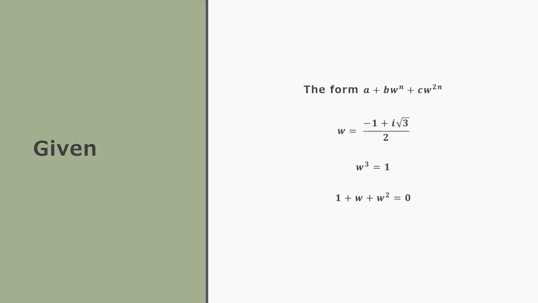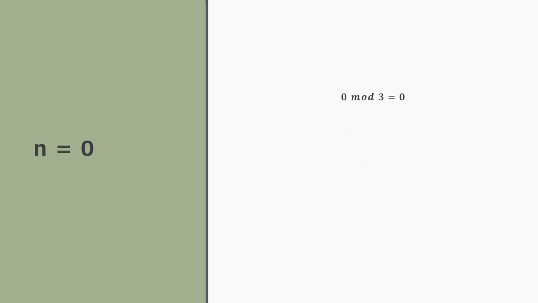Lovely. So let's remember what we're given. We're given that we need to use this form. We're given what w equals. w^3 is equal to 1, and 1 plus w plus w^2 equals 0. So let's look at when n is 0, n is 1, and n is 2.